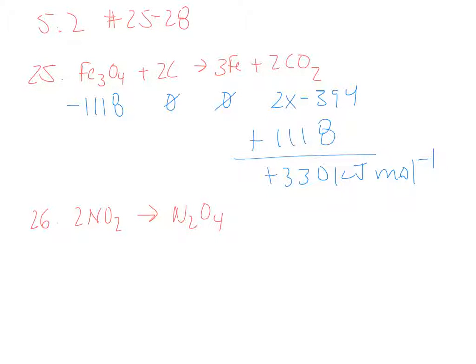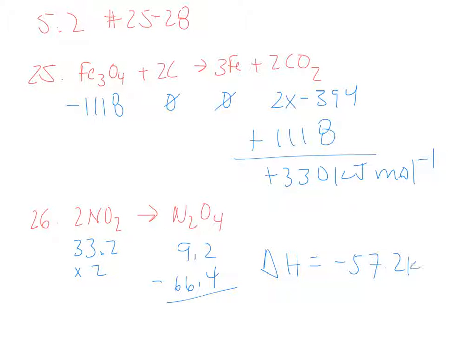Number 26, very similar. NO2 has an enthalpy, or heat, of formation of 33.2, an enthalpy of formation, if you will. I have to take that times 2, and then N2O4 is a positive 9.2. So product minus reactant is going to be 9.2 minus the 66.4, and that's going to give me a delta H for number 26 equal to negative 57.2 kilojoules per mole.